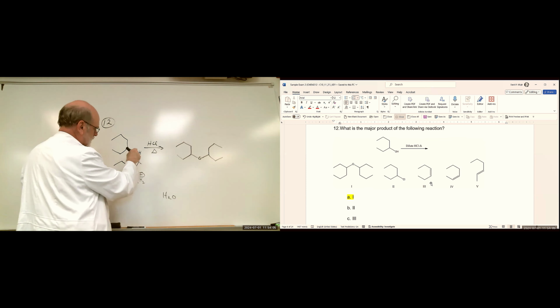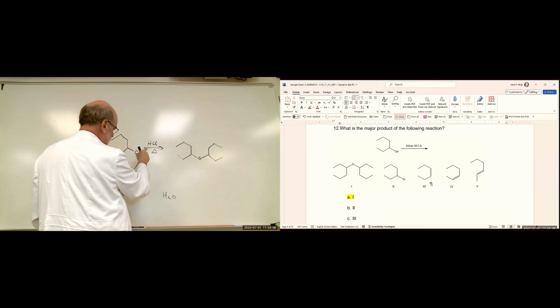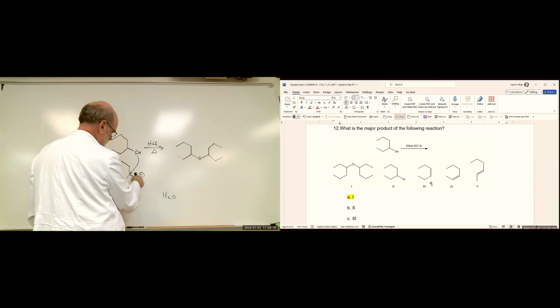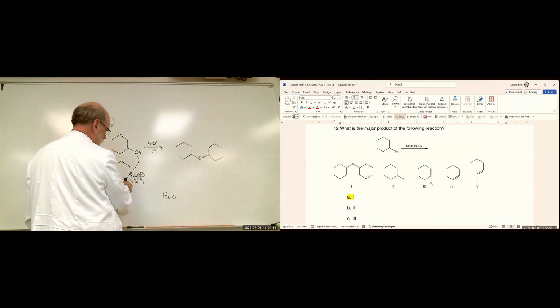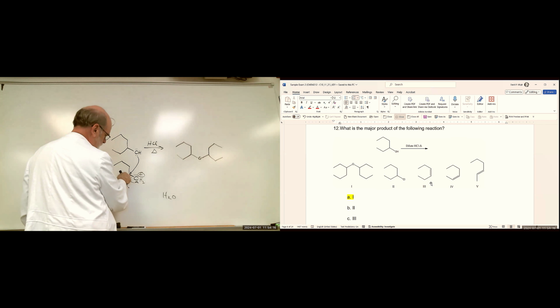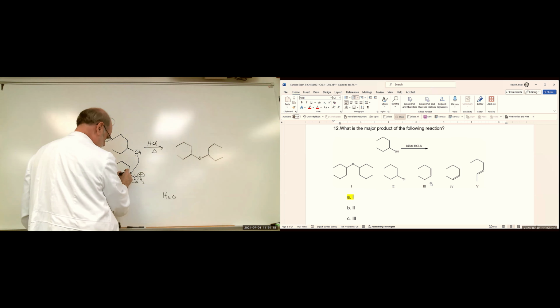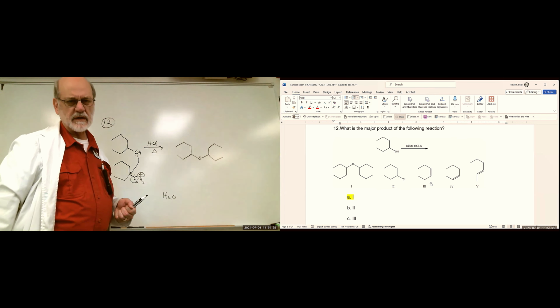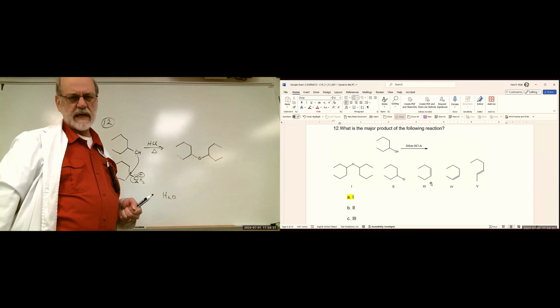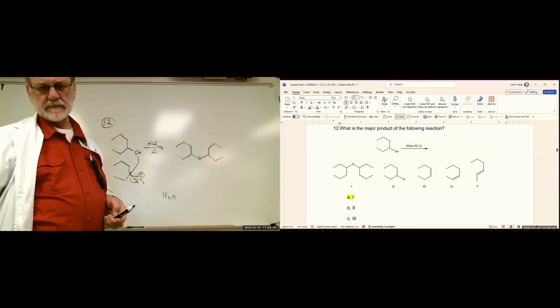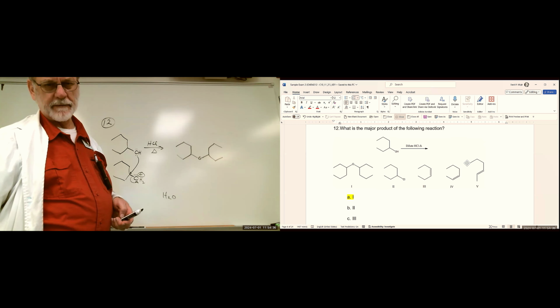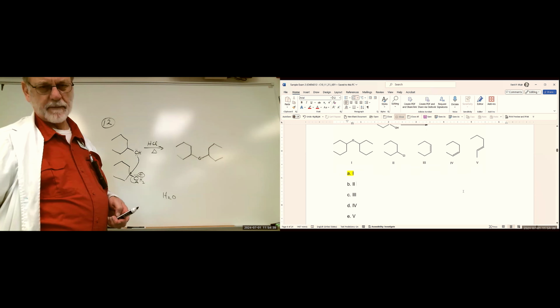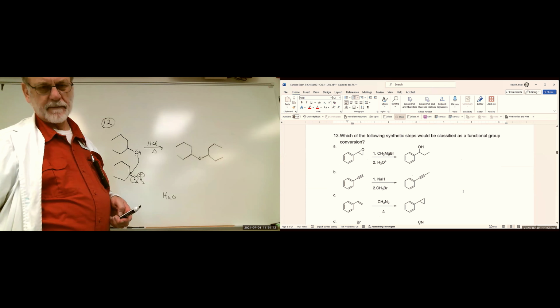So the key to this one is that under acidic conditions, we protonate that group, which makes it a good leaving group. Then this carbon is slightly deficient, and that nucleophile attacks it right there. So that means A would be the product. That would be 13.